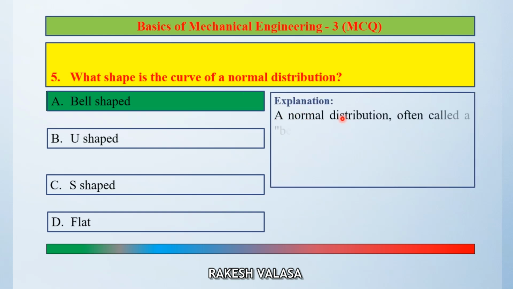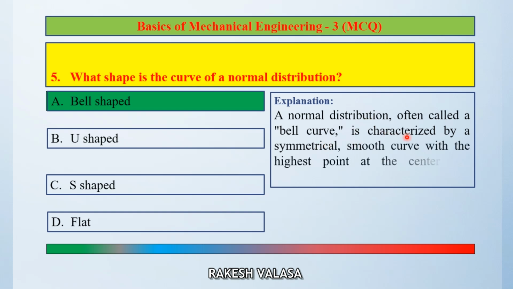A normal distribution, often called a bell curve, is characterized by a symmetrical, smooth curve with the highest point at the center and tapering off towards the ends. You can also see this graph. This is the normal curve distribution in the shape of a bell. So the correct answer is option A bell shaped.